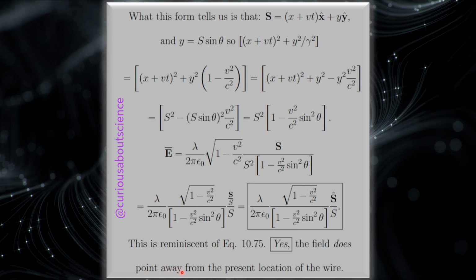So yes, the field does point away from the present location of the wire. The fact that special relativity gives us the same thing that we saw when dealing with the retarded positions is fascinating, and probably a much cleaner way to deal with it, because as we saw, finding t_R turned out to be very difficult in a lot of situations. So this makes light of that, and it's a wonderful way to view it. We get more situations like this more often than we think, so having this in our toolbox is definitely worth it. That being said, I'll see you at the next one.